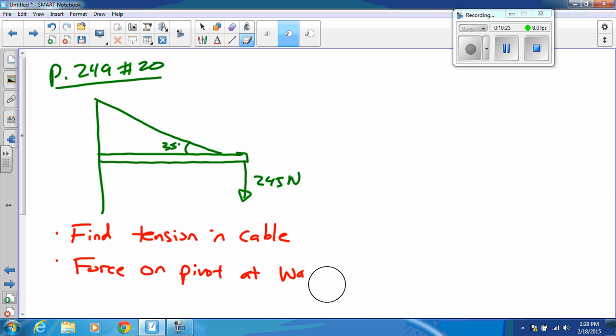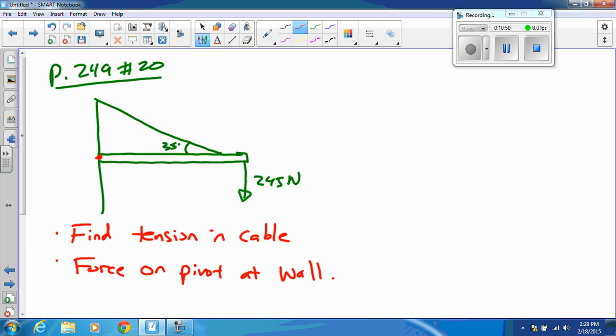There are a couple of things I like about this problem. The reason that I chose it was because, first of all, it introduced something that we haven't dealt with a whole lot, and that is forces at angles that we have to worry about. And the second is it introduces us to the idea of forces on a pivot at a wall. And so I want to examine that just a little bit.